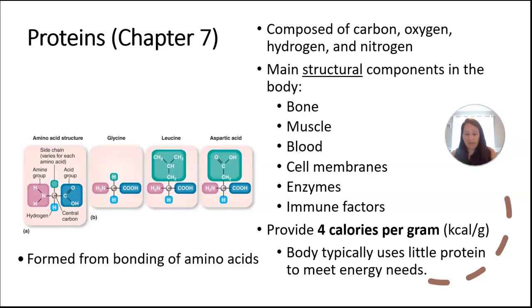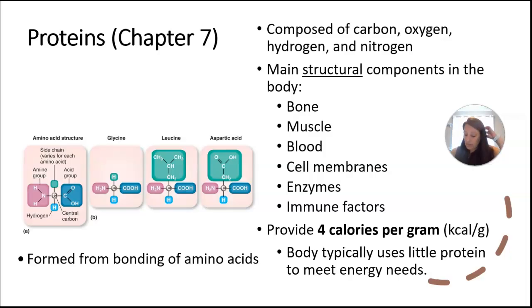Here's a couple of examples. They're going to be a main structural component of bone, muscles, blood. We're going to find them in our cell membranes. They have structural importance there. They also have other jobs in our cell membranes. Proteins are enzymes. They're going to regulate all of the metabolic activity inside of your body. They're also involved in immune response. So, for example, antibodies, they are proteins.